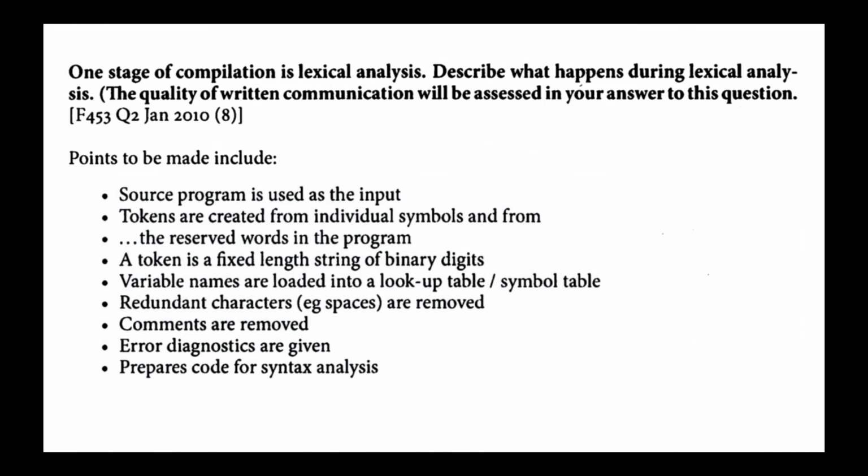Source program is used as the input. So source code is used as input. Tokens are created from individual symbols and from the reserved words in the program. A token is a fixed length string of binary digits. Variable names are loaded into a lookup table or symbol table. Redundant characters such as spaces are removed. Comments are removed. Error diagnostics are given. Prepares code for syntax analysis.